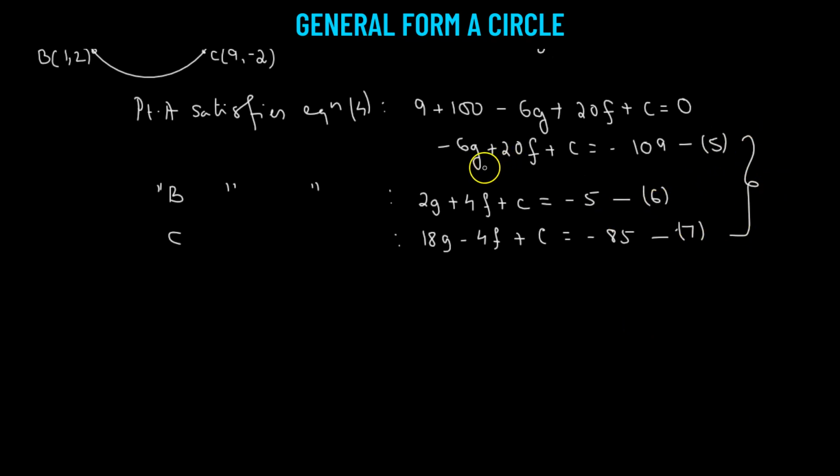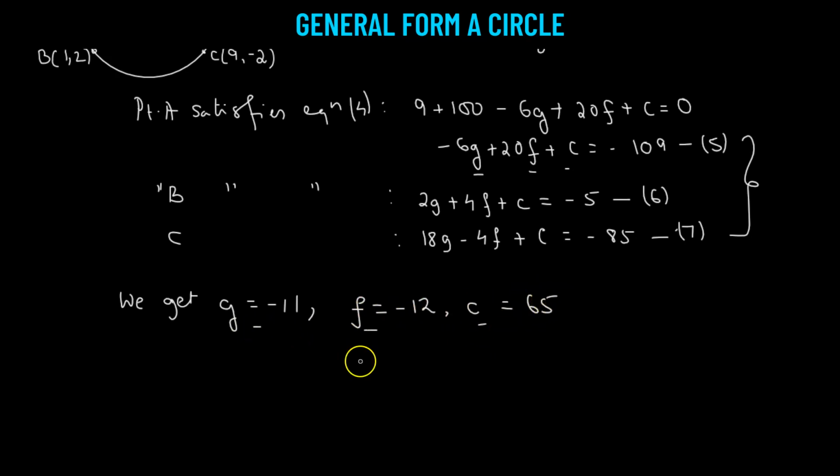These 3 equations are simultaneous linear equations with 3 parameters g, f, and c. Now I'm not going to solve this. I'll leave it as an exercise for you to find the values of g, f, and c. But I'm going to state the values. g comes out to be negative 11. The value of f comes out to be negative 12. And the value of c comes out to be 65. So we have finally obtained the values of the 3 constants.